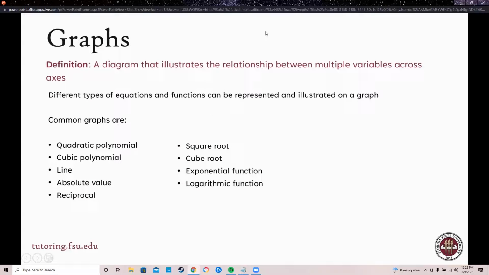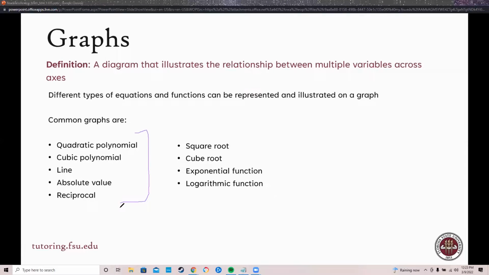In this video, we'll talk about graphs, graphing functions, and how we can read graphs simply and how we can guess their form. A graph is a diagram that illustrates the relationship between your function and its variables. Common graph types are polynomials such as quadratic and cubic functions.